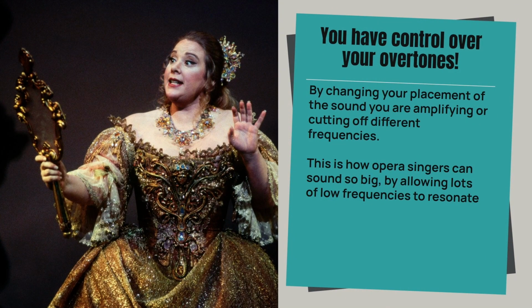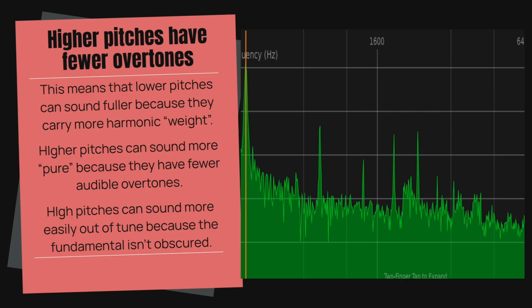So if you're an opera singer and you're trying to fill up a whole space with no microphone, you use those to make big resonant spaces so that you can maximize your overtones. Higher pitches also have fewer overtones.